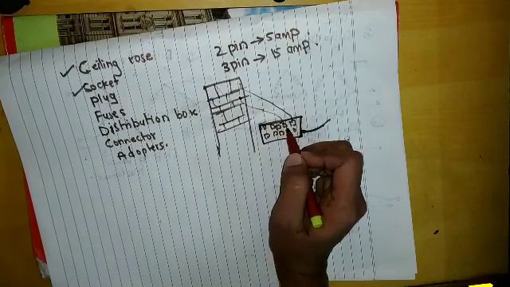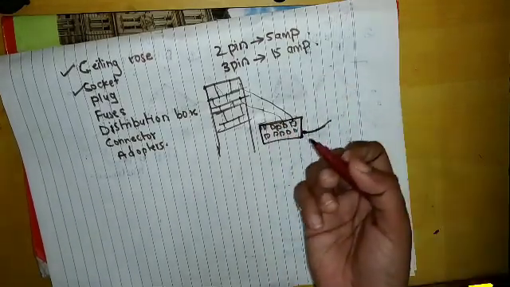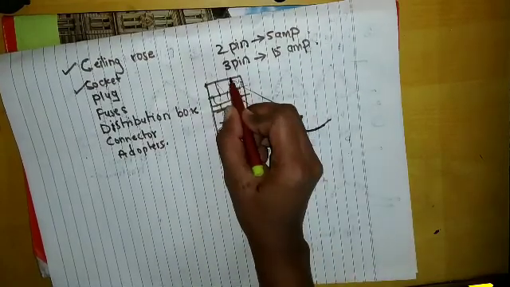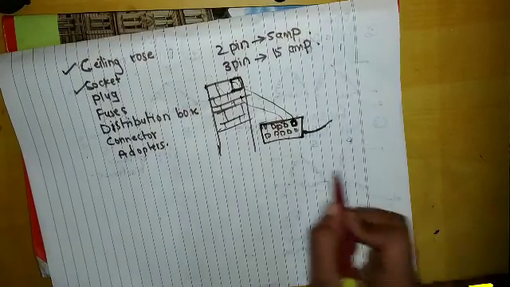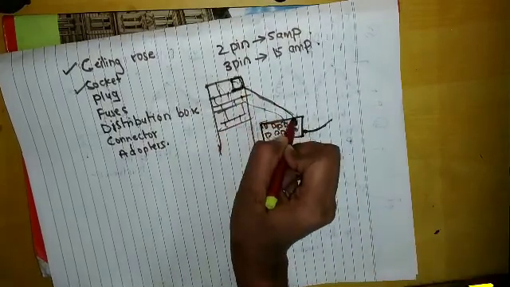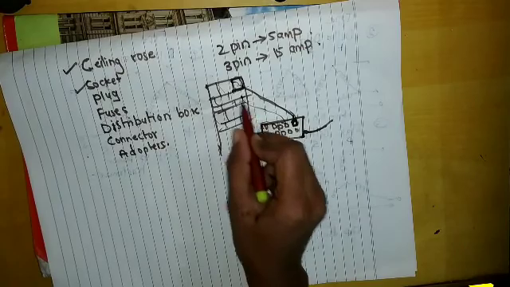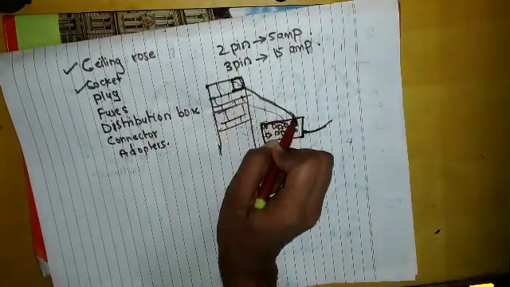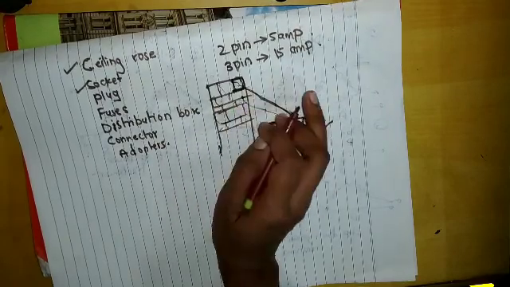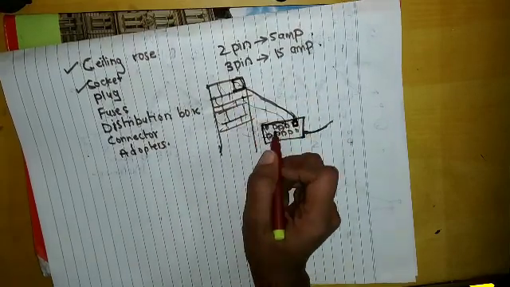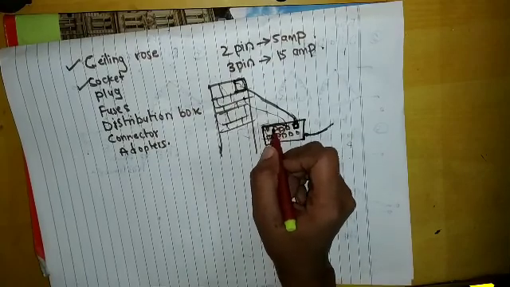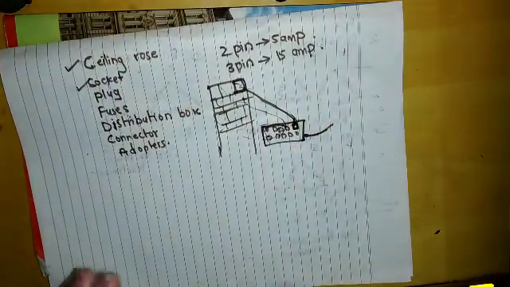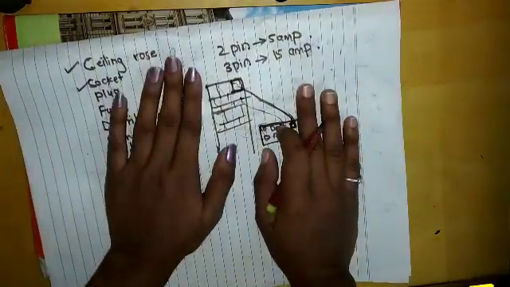right? So what if there is any fault in any of these circuits? Now consider there is a fault in this circuit or in this circuit, right? So we can just focus on this fault and the other circuits will not get affected. Only this circuit will get affected, others will not, right? The advantage is that if there is any fault in a circuit, other circuits will not get affected, right? So I hope you have understood this distribution box.